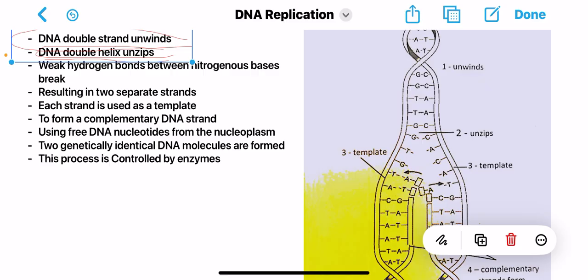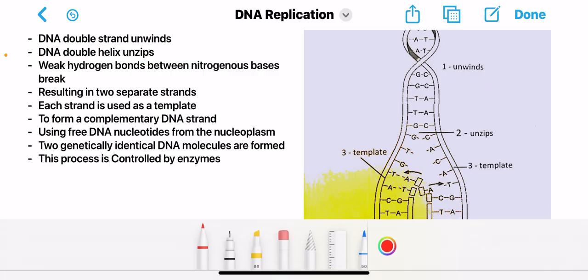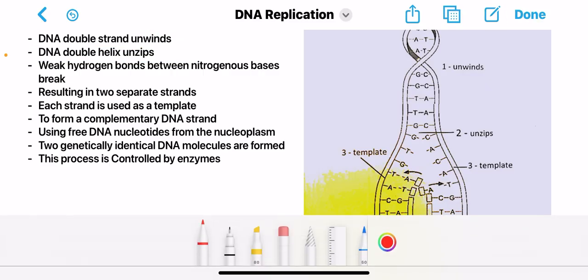Wait for me, I'm still removing so that we can understand. We can see that it says it results in 2 separate strands. Now we can see that we have the first strand here and the second strand here, after unzipping. Each strand is then used as a template to form a complementary DNA strand.